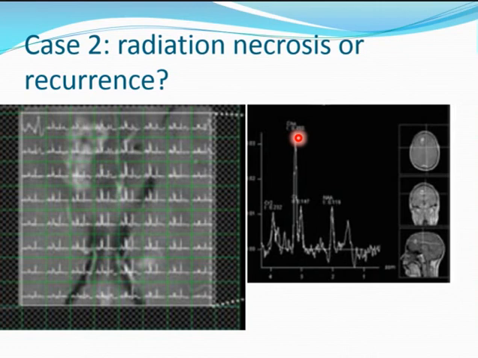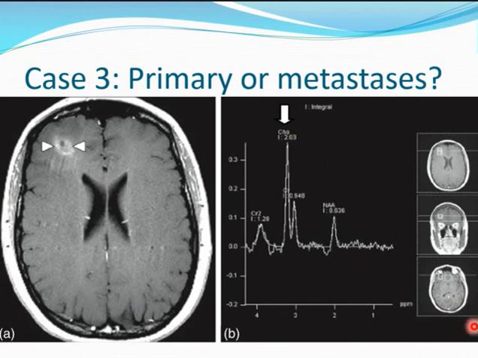Okay, again, another case. Is it primary or metastasis? You have a solitary brain lesion. What do you see here? You see this choline peak, you see this NAA. In which part of the brain? At the periphery of the lesion. Okay? When you have a low NAA, it indicates what?